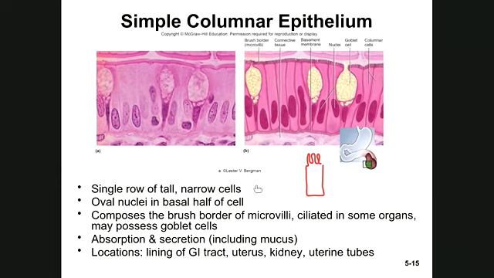And the location of this simple columnar epithelium is the lining of the GI tract, or gastrointestinal tract, or digestive system, uterus, kidney, and uterine tube. So you only have one layer of cells. Your cells are tall and elongated, and sometimes they contain cilia on their apical border, and sometimes they contain microvilli. Between the columnar cells, you may have goblet cells for mucus secretion.